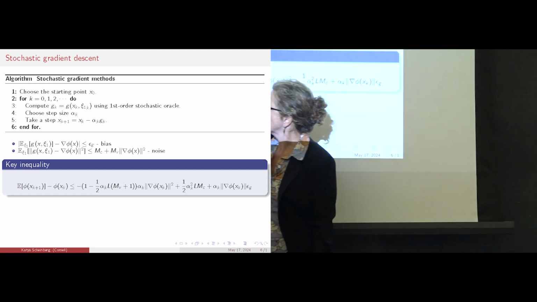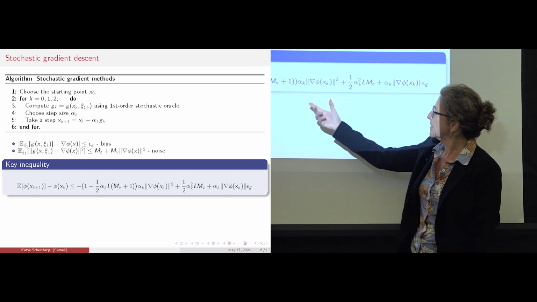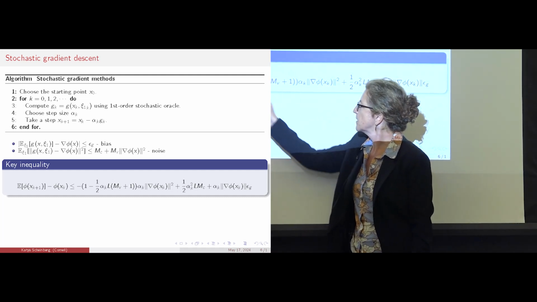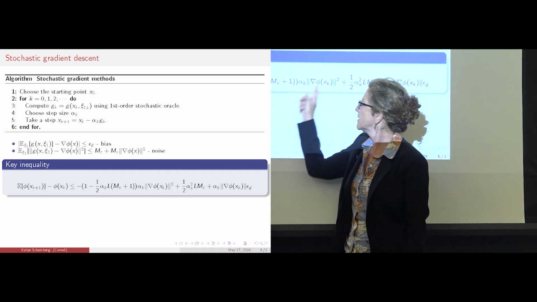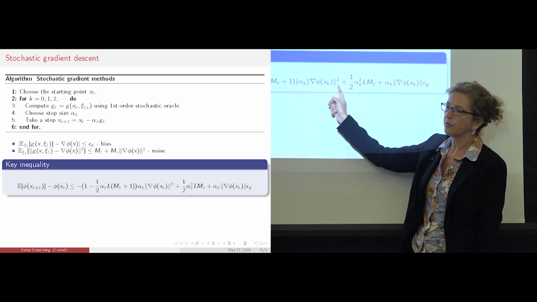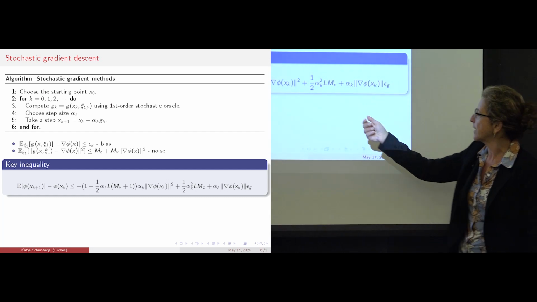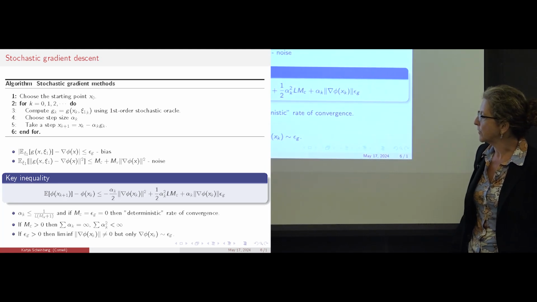And this expression, in expectation, my function value will decrease by this amount. What is this amount? This is negative, as long as this term is not bigger than 1. So if this term is smaller than 1, then this is a negative term, and it's proportional to the gradient squared, which is exactly what we have in the deterministic case. Now, this is positive, and this is positive.